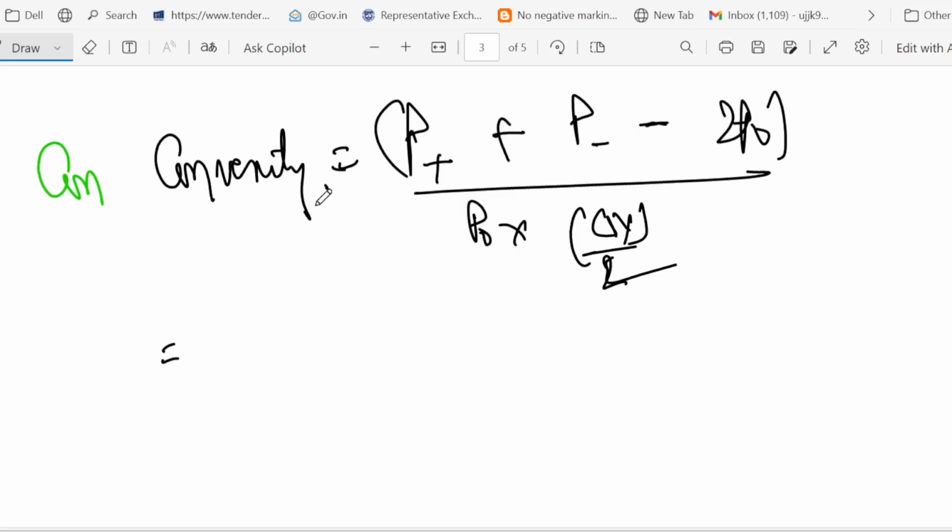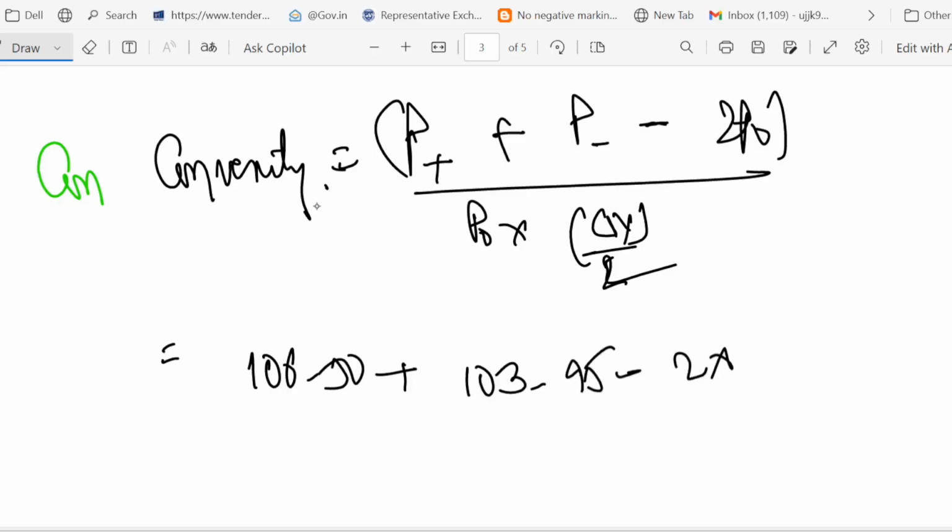So P plus will be 106.50 plus P minus 103.95 minus 2 times P naught, 105.180. I request you to please solve the question on your own.